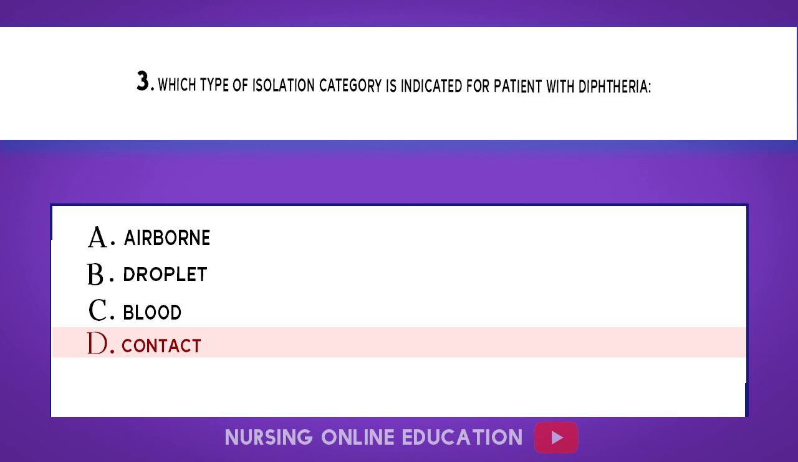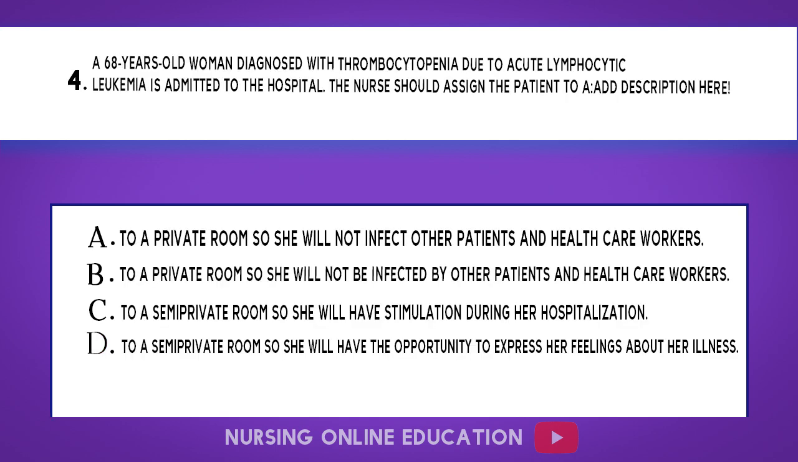The answer is option D. Contact. 4. A 68-year-old woman diagnosed with thrombocytopenia due to acute lymphocytic leukemia is admitted to the hospital. The nurse should assign the patient to: A. A private room so she will not infect other patients and healthcare workers. B. A private room so she will not be infected by other patients and healthcare workers. C. A semi-private room so she will have stimulation during her hospitalization. D. A semi-private room so she will have the opportunity to express her feelings about her illness.